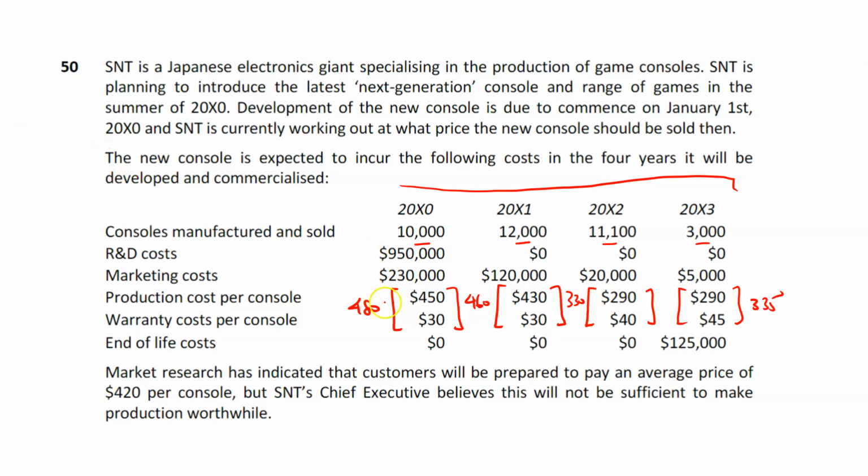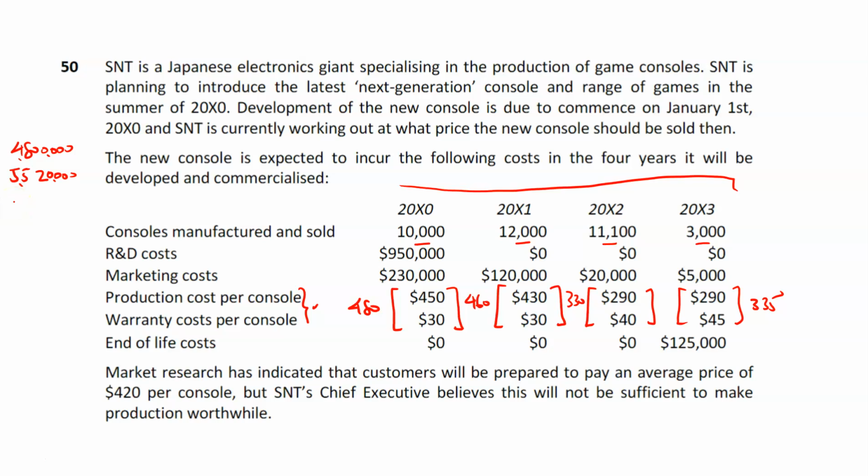So 480 times 10,000, that gives us 4.8 million, and that's that. Tick for those two. Then I have 460 times 12,000, so here I have 5,520,000.